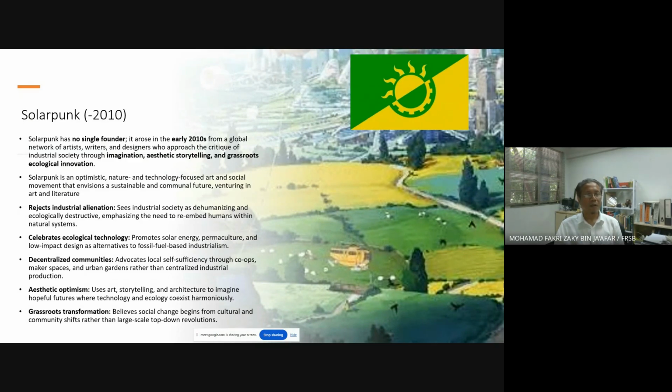It promotes decentralized communities. Communities should be able to provide for themselves, to handle the waste themselves, without having to have a globalized economy. Okay. It believes in art to inspire people to live responsibly. Okay, and believes in grassroots transformation. So it begins from the culture, the community itself. In a way, it learns from traditional communities where they really rely on the ecological system to survive.